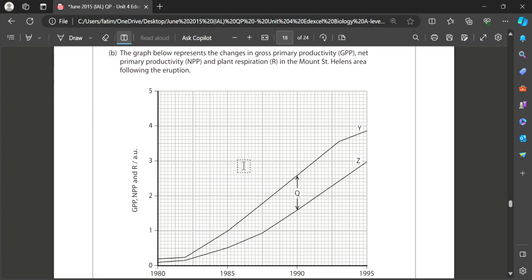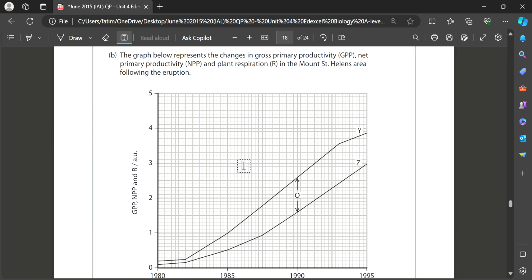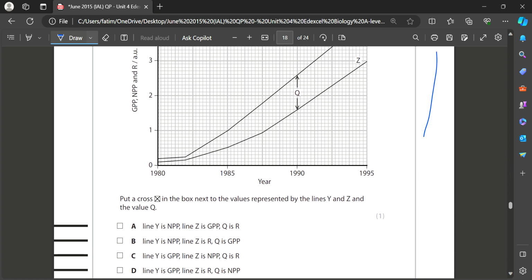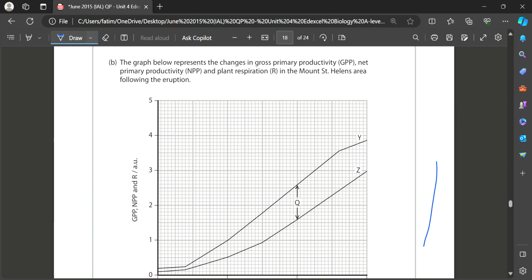Then we're talking about GPP and NPP. So first of all, let's just review our knowledge about it. GPP is gross primary productivity and NPP is net primary productivity. So if you remember the formula, we need to show which line is which. So what is more, GPP or NPP?